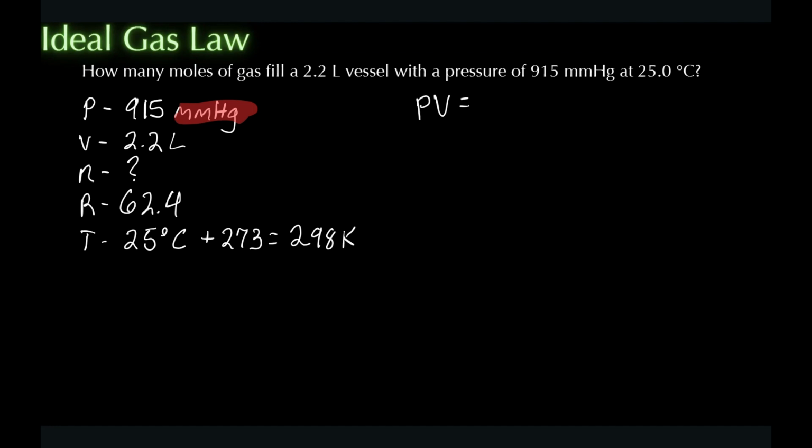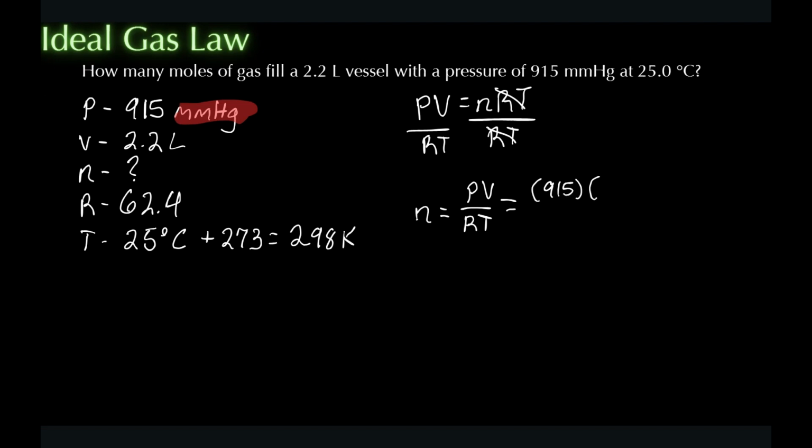We first need to rearrange the equation to solve for N. In order to solve for N, we will divide each side by RT. This will cancel the RT on the right side, leaving only the N variable. This now makes the equation N is equal to PV divided by RT. We will plug in the variables to get 915 multiplied by 2.2, which will be divided by 62.4 multiplied by 298. When we plug this into our calculator, we get 0.108 moles of gas.